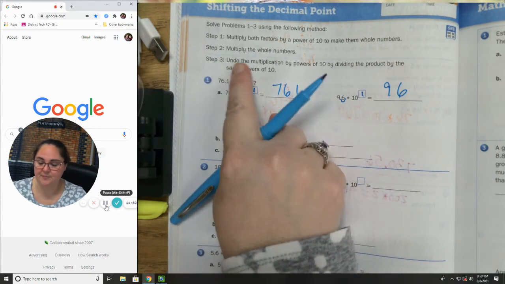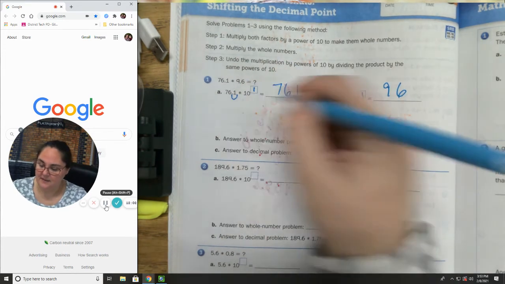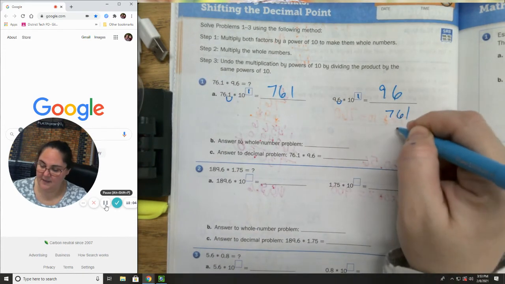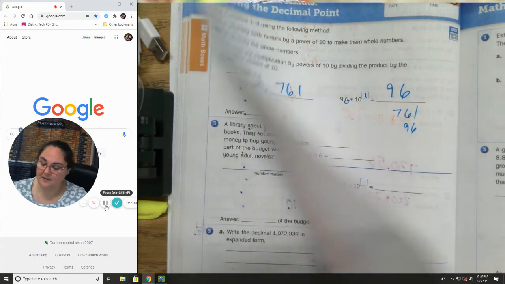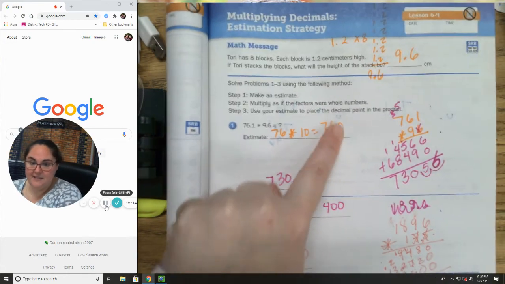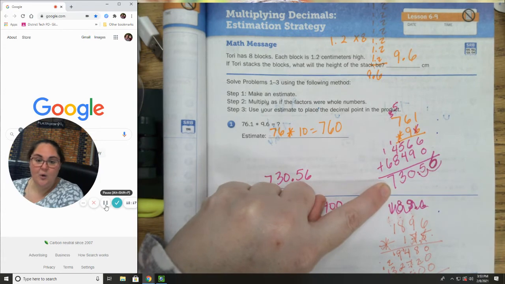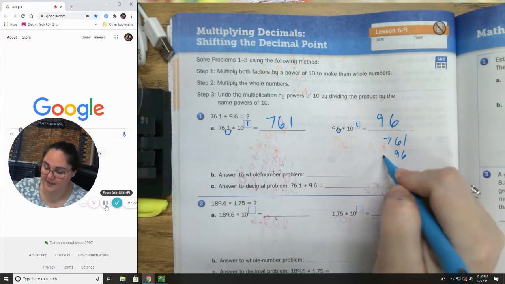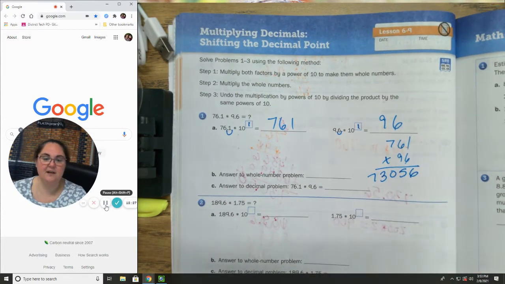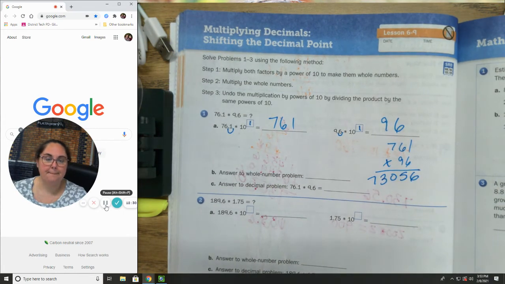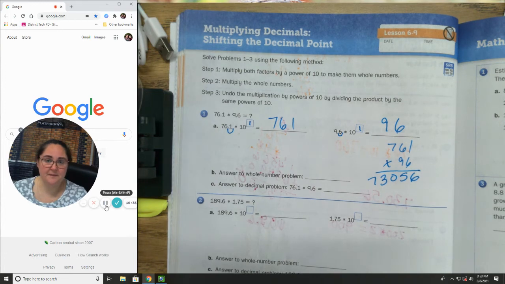Step 2, it says multiply the whole numbers. All right. 761 times 96. Now, this should look very familiar because it is the same problem that we did over here. 761 times 96, we said, was 73056. Okay, so if I multiply this out, 73056, so 73,056. Okay. You understand how I got that number?